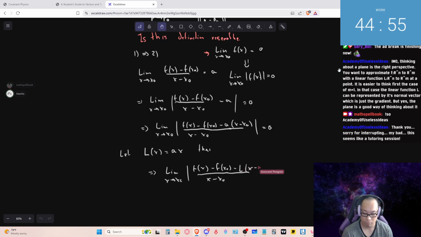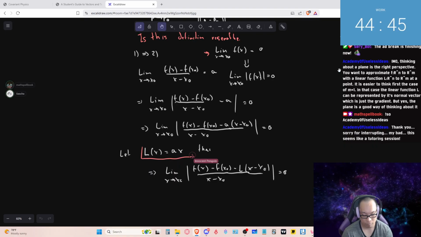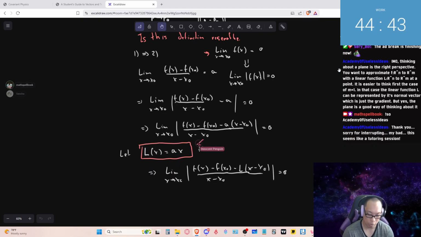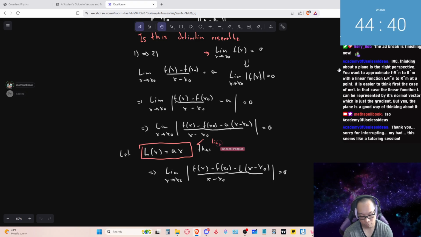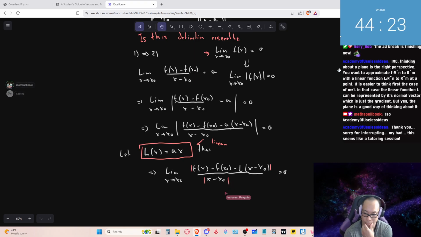minus L of x minus x0. Alright. And here I want to stress something important: this is linear. And now maybe I can just clean up a bit the absolute value. Of course the absolute value can distribute over the numerator and over the denominator, so we get something like that. And that's exactly the second definition, right?